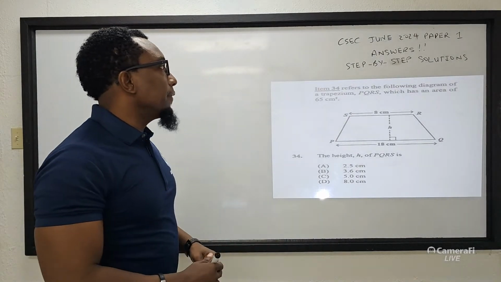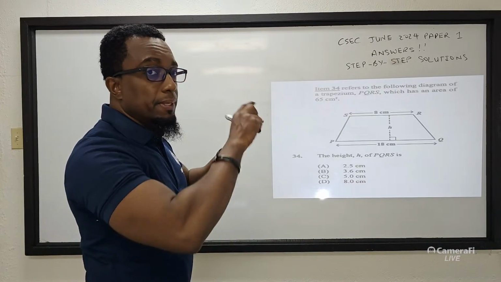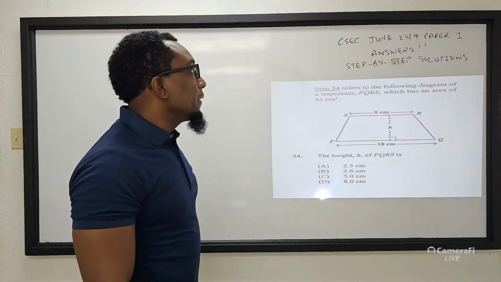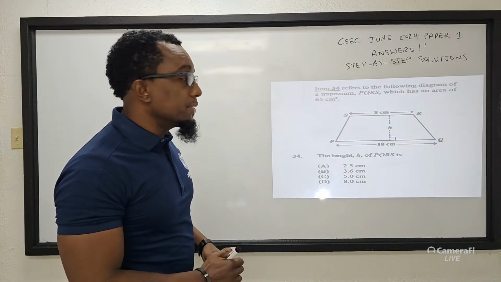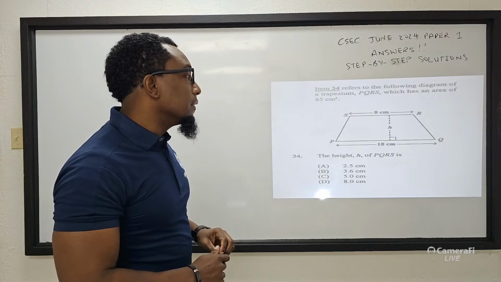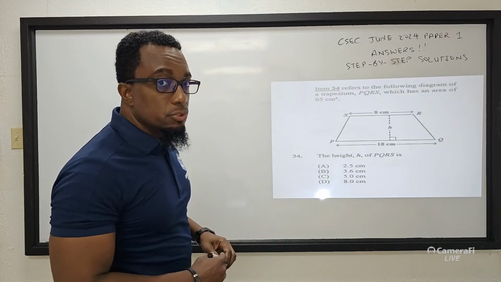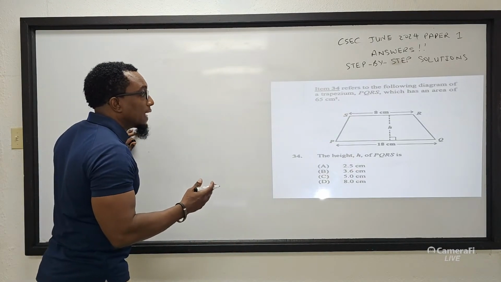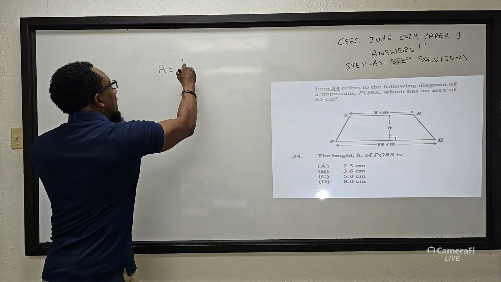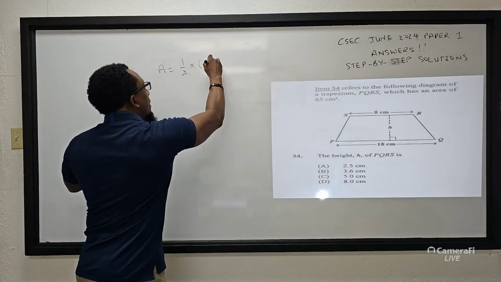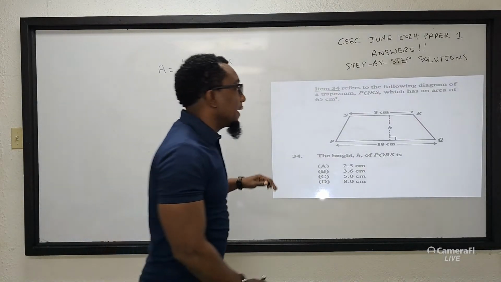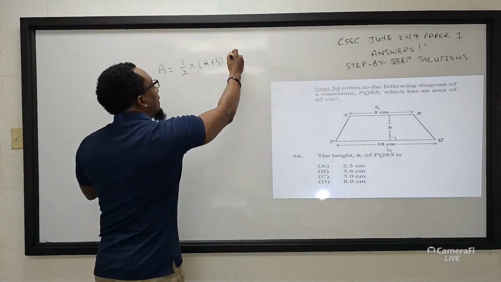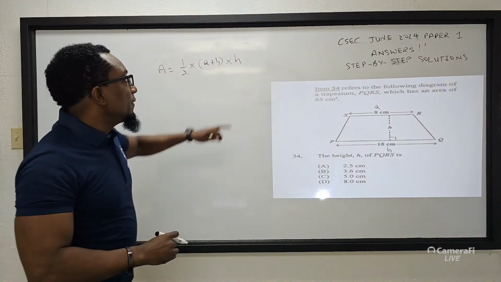Item 34 refers to the following diagram of a trapezium. A trapezium comprises 2 parallel sides and a perpendicular height, right? PQRS, which has an area of 65 cm squared. The height of trapezium PQRS is, we want to determine the perpendicular height. So it requires you to know the area of a trapezium. The area of a trapezium is a half times the sum of the 2 parallel sides, call one side A and the other side B, multiplied by the perpendicular height H.